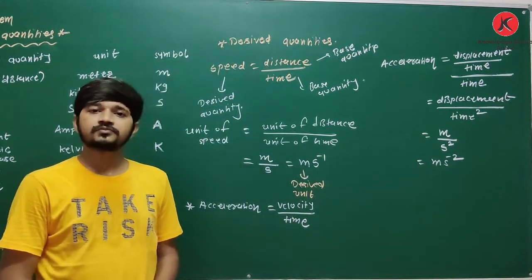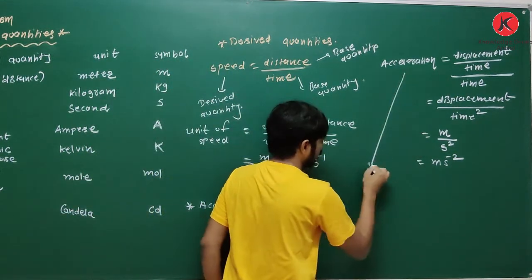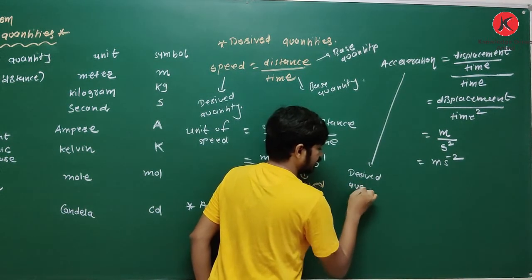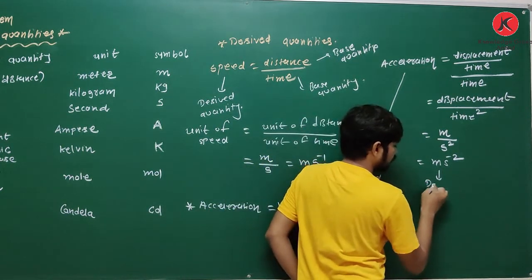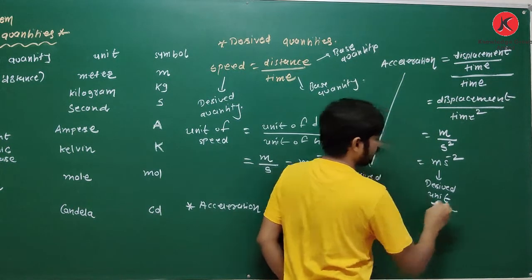Clear about this? Okay. So again, this acceleration is called a derived quantity, and this meter per second square is called a derived unit.